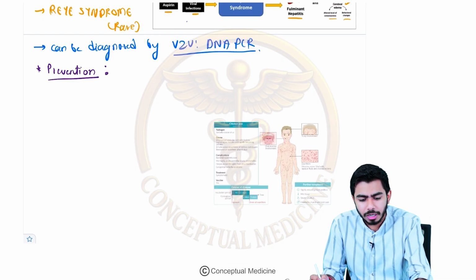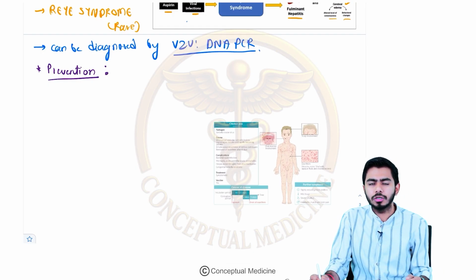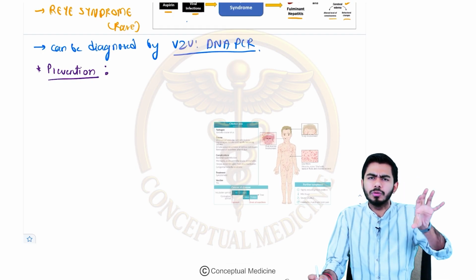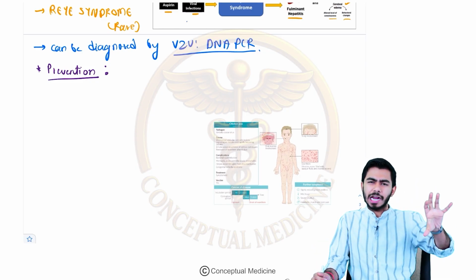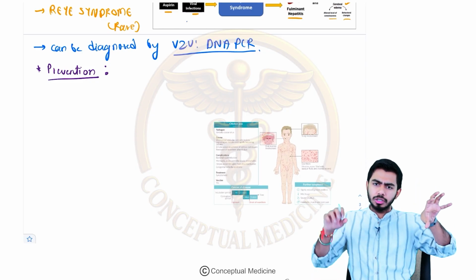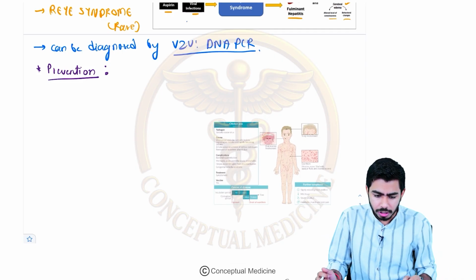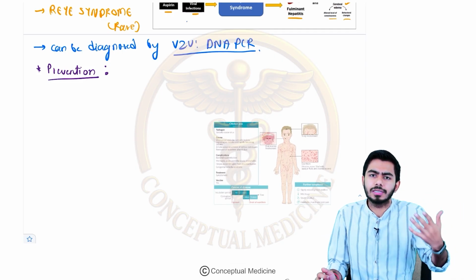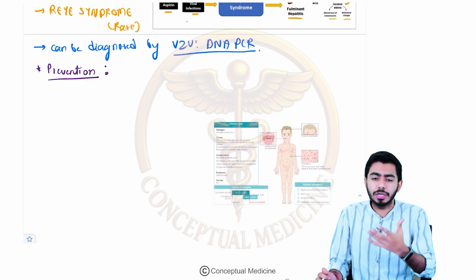So, basically in the prevention part, we are going to talk about immunization. There are two immunization patterns: one is active immunization, the other is passive immunization, isn't it? In active immunization, we are talking about the vaccine, the live attenuated vaccine, right?